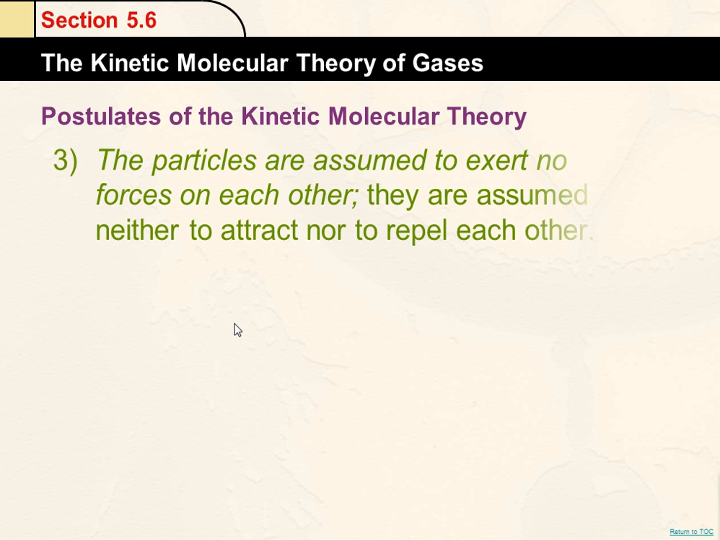The third postulate is the assumption that when the molecules are moving around each other, they have zero attraction for each other. They're not attracted, they're not repelled, and so there are no forces acting between the molecules. This assumption also can cause us some problems when we talk about real gases, but it's a pretty good assumption for most conditions, or ideal gases.